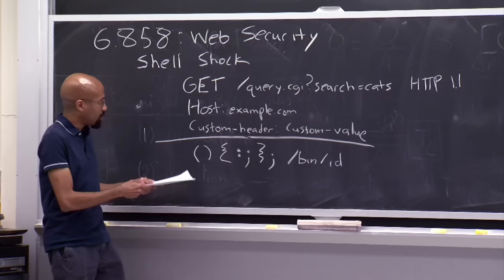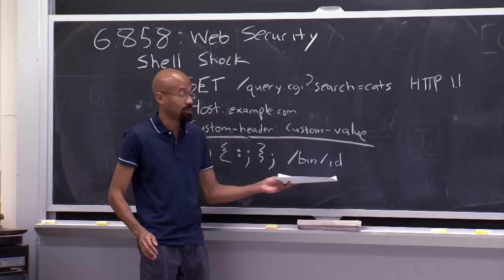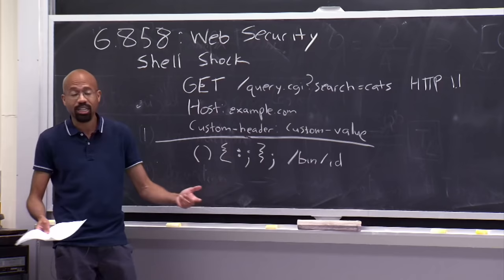And so it stumbles through this nonsense, and then it says, oh, I might as well keep on parsing and execute some commands here. In this case, this just runs the /bin/id command, which displays some information about the user. But this could be any code right here. So that's the heart of the vulnerability.